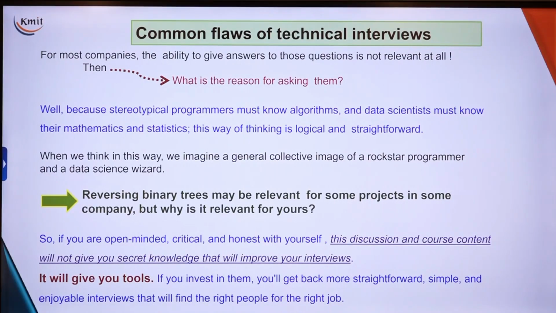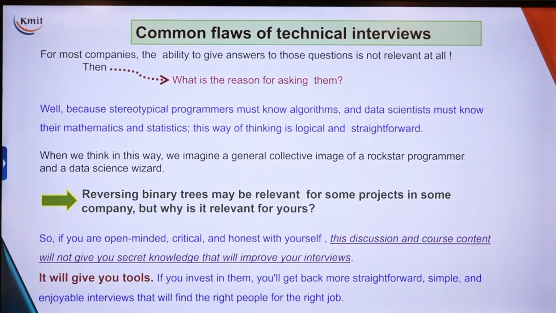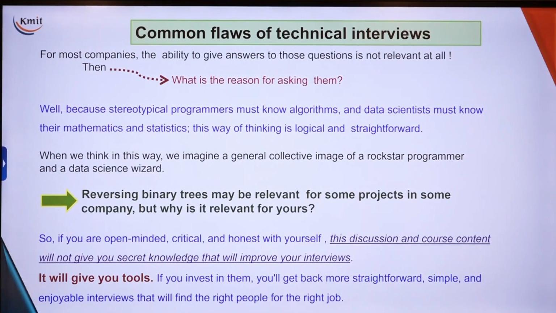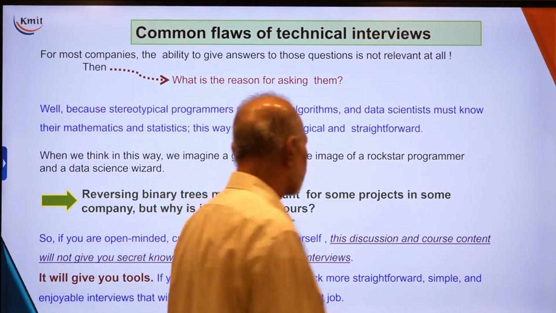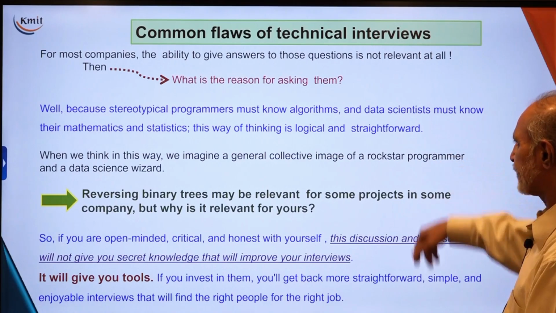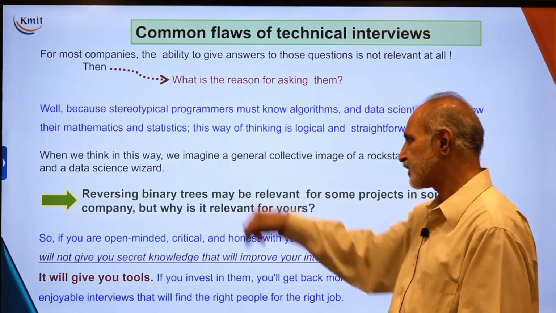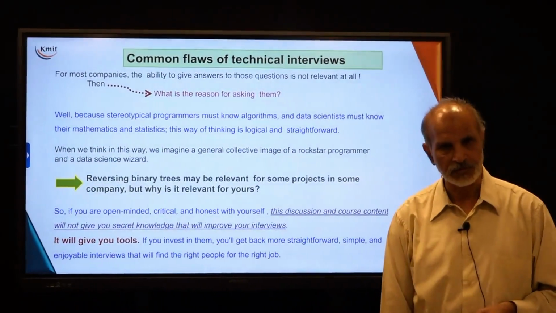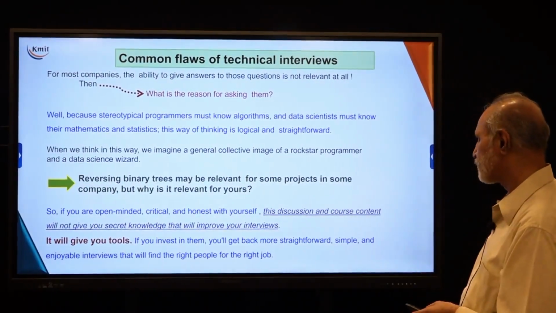Well, because a stereotypical programmer may know algorithms, very true. Data scientists must know their mathematics and statistics. So, if I am a typical programmer, I know a lot of algorithms, I know how to design a good algorithm, I know the accuracy of the algorithm, the time complexity of the algorithm, and so many characteristics of the algorithm. And if I am a data scientist, then I should know the mathematical strategy. This way of thinking is logical and straightforward. So, the way you look at the problem is very simple, straightforward and logical.